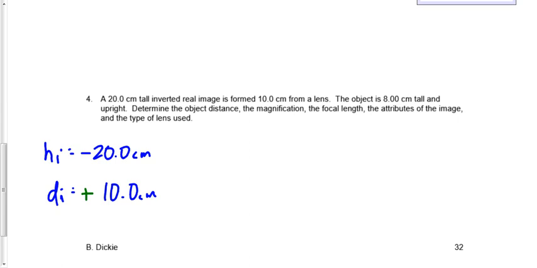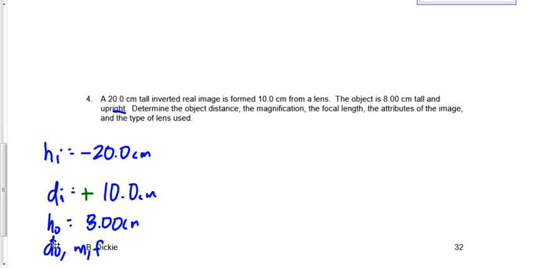The object is 8 centimeters tall. We'll say HO is 8.0. We'll make it positive because we'll assume the object is right side up. Actually, it tells us it's right side up. We want to find the object distance. We want to find the magnification, the focal length, the attributes, and the type of lens again. In other words, same stuff as we found before. DO, we want to find M, we want to find F, and we want to find the attributes and the type.